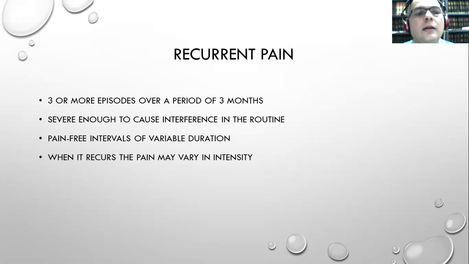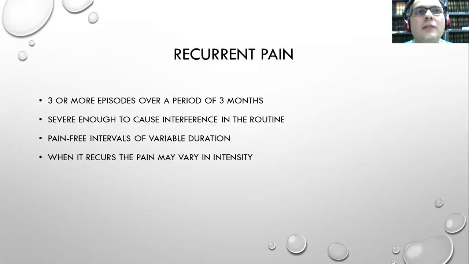Then it should be severe enough to cause interference in the routine. It should not be dull. The colic should be so severe that the child may not be able to perform his regular routine. The pain should interfere with the regular routine of the child. The pain comes up, and after some hours or some days, the pain might subside, and again a new episode might come up.